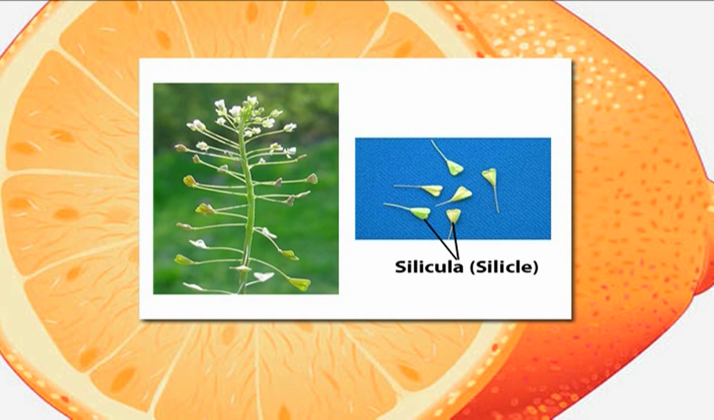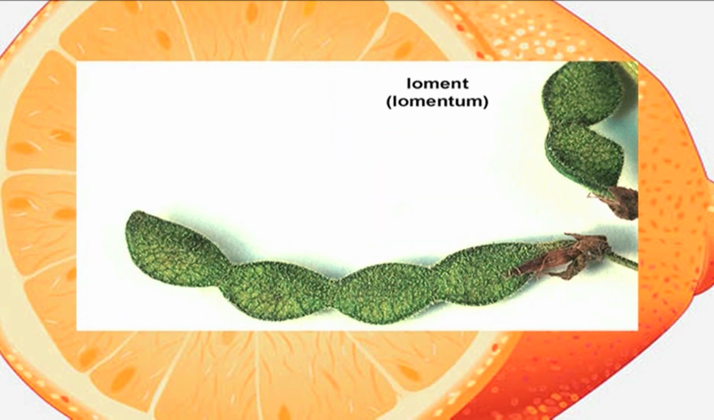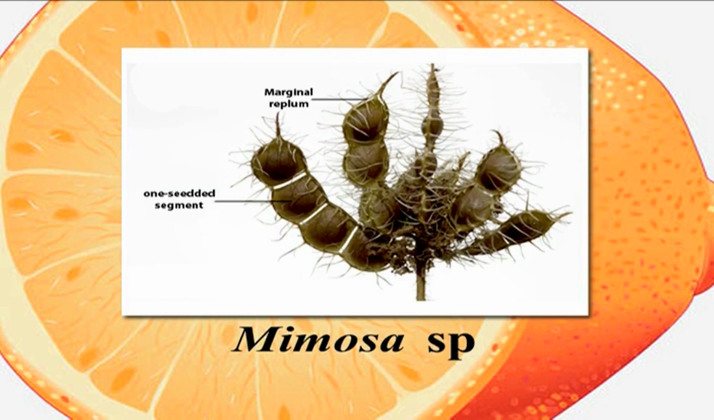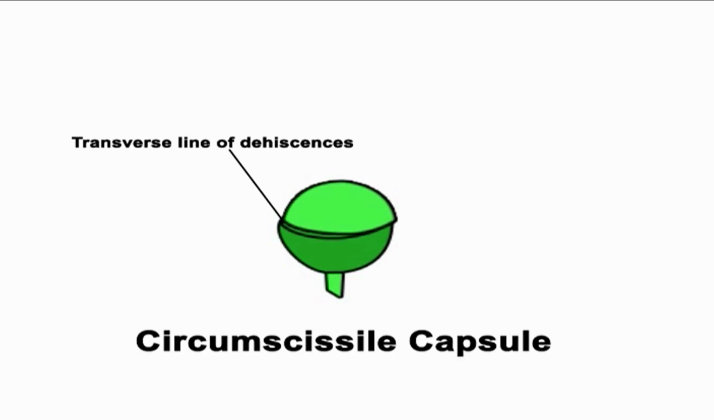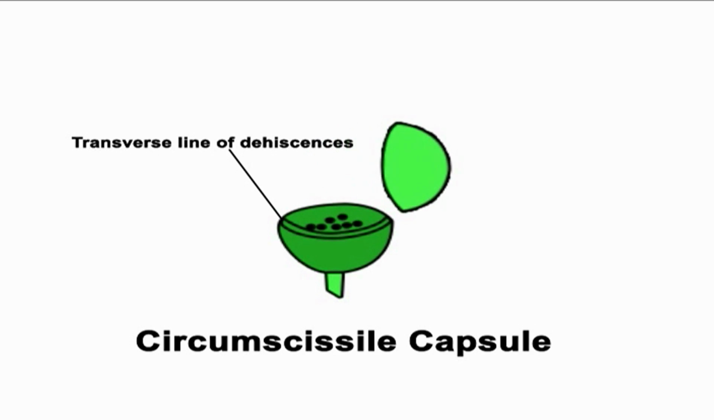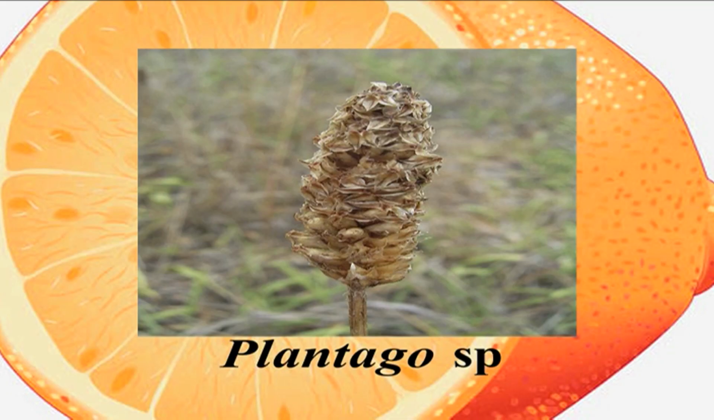Example, shepherd's purse. Lomentum, a modified legume which splits transversely into one-seeded or many-seeded segments. Example, Mimosa species. Capsule, the most common kind of the dehiscent fruits. Capsule is generally dry, rarely fleshy, and developing from a compound ovary. 5 types of capsules can be recognized based on the location of the dehiscence. Circumsessile capsule. It has a transverse line of dehiscence forming a terminal lid or operculum. Example, Plantago species.